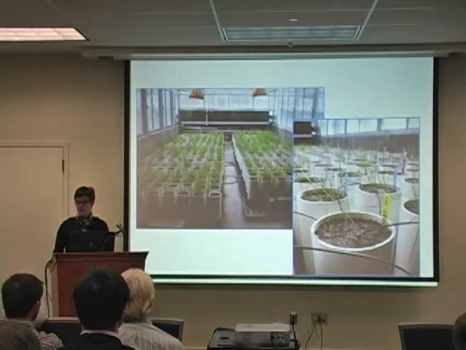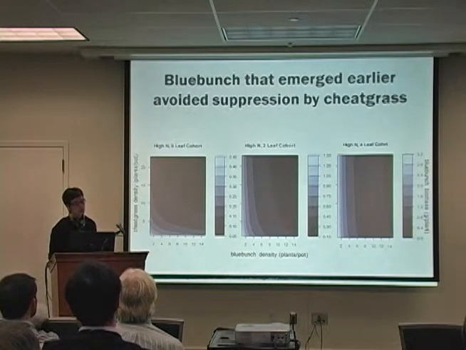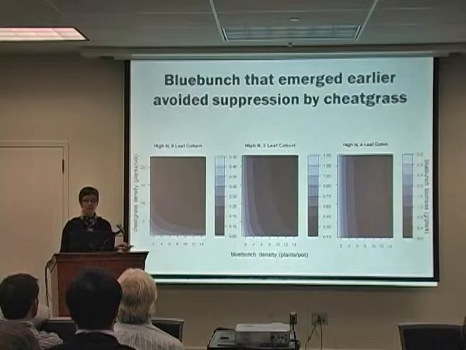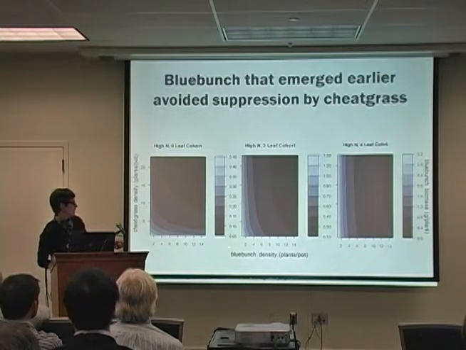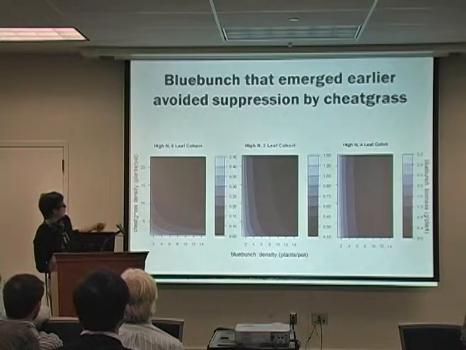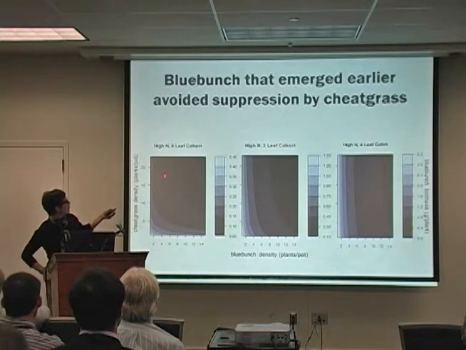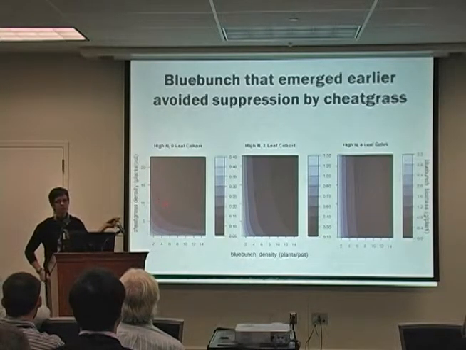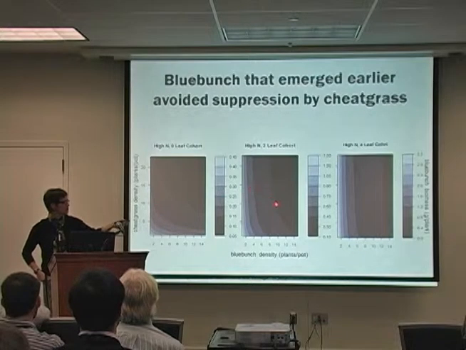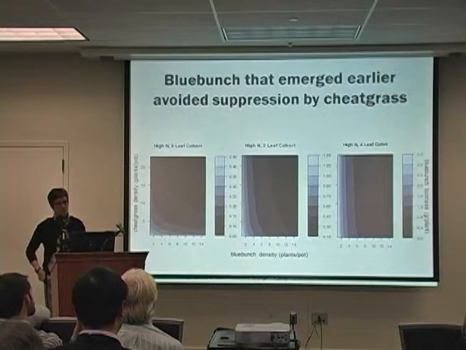So did that make a difference in the competitive outcomes between these 2 species? We did find that if bluebunch emerged earlier, it was much better at avoiding suppression by cheatgrass. Here's bluebunch density, down here in the bottom, from 2 to 14 plants per pot. Cheatgrass density, 0 to 20 plants per pot. This represents when we seeded the 2 species together. This is when we let bluebunch get to 2-leaf. This is when we let bluebunch get to 4-leaf, and we added cheatgrass.